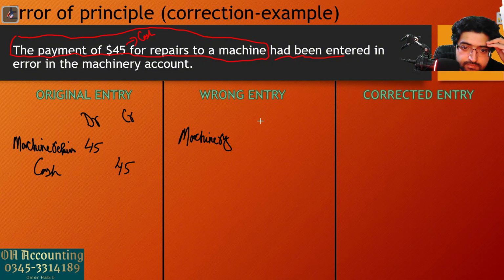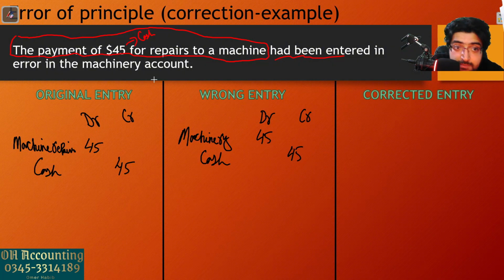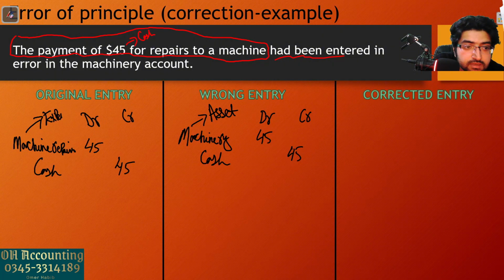Machinery, $45. This is the mistake. They're not saying that the payment was recorded wrongly, or instead of cash it was recorded in the wrong amount. You should have an idea of what they're talking about. So instead of recording it as machinery repair, we have recorded it in machinery account. Machinery is an asset, whereas machinery repairs is an expense, right? So we have recorded in the wrong account belonging to a different class.